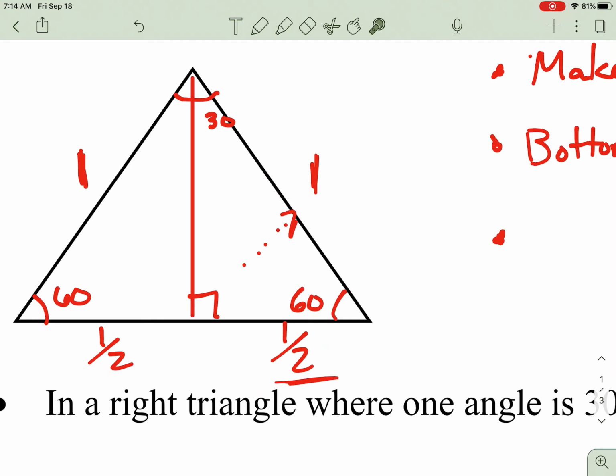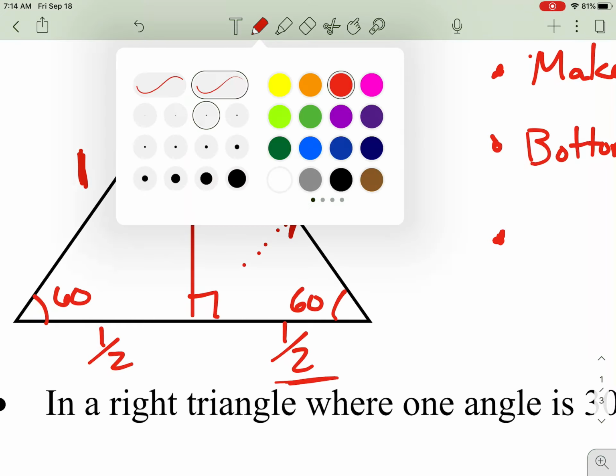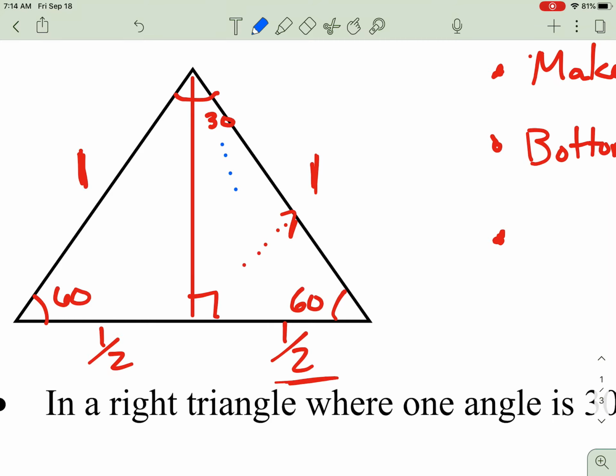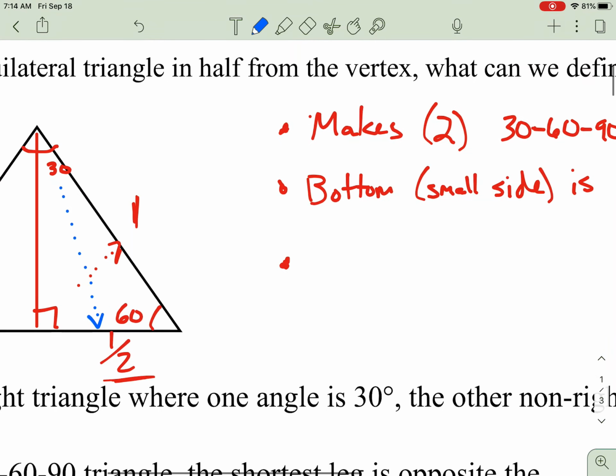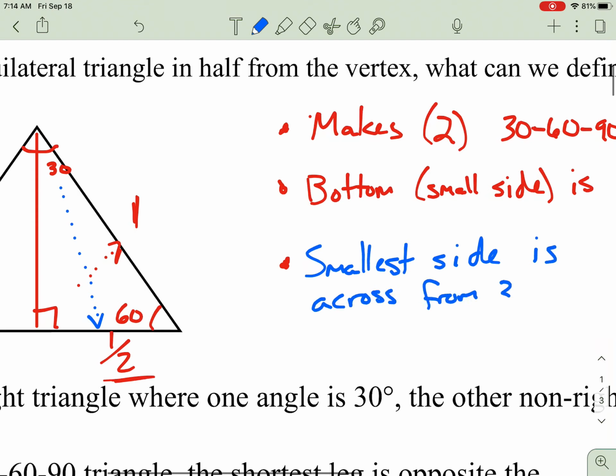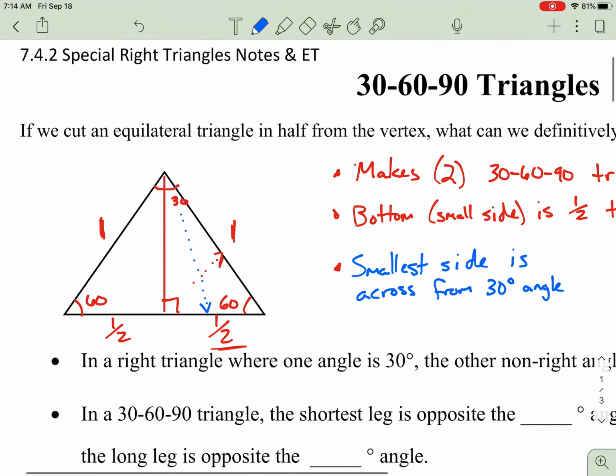Now also, if you look, you can see that the smallest side is directly across from the 30-degree angle as well. Okay, so if we draw a line here, that would be the smallest side. So smallest side is across from the 30-degree angle. So we could say that it kind of points at it, right?